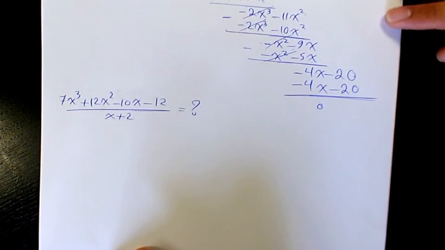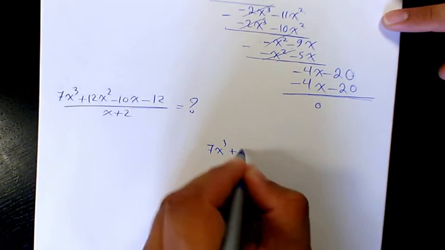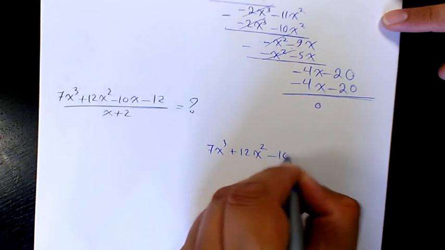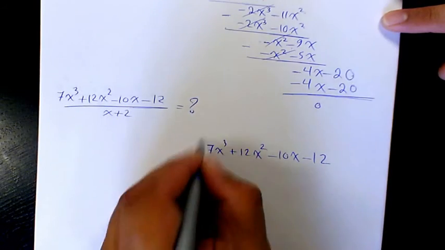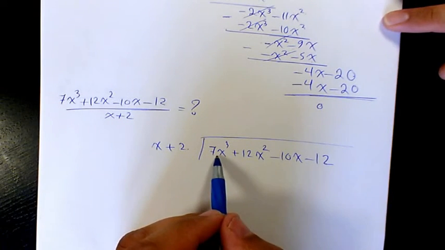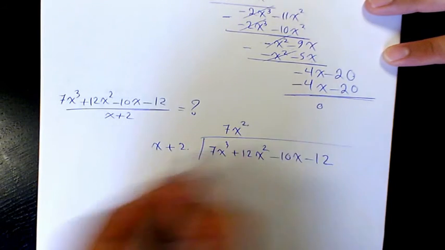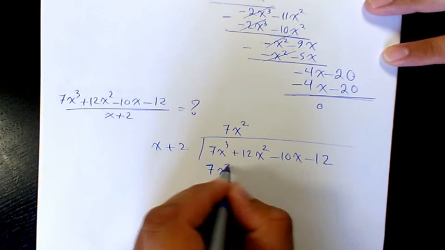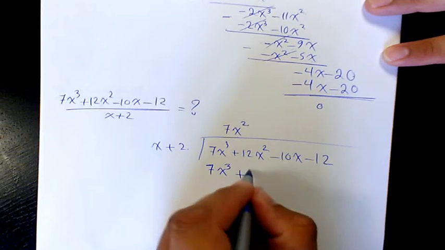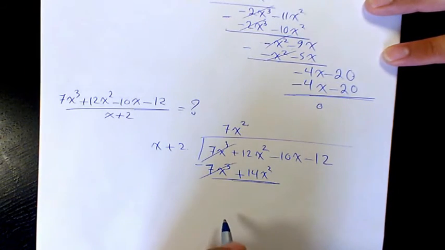Next example. 7x cubed plus 12x squared minus 10x minus 12 divided by x plus 2. 7x cubed divided by x is going to be 7x squared. 7x squared times x, 7x cubed. 7x squared times 2 is going to be 14x squared. When you subtract it, these two cancel out.